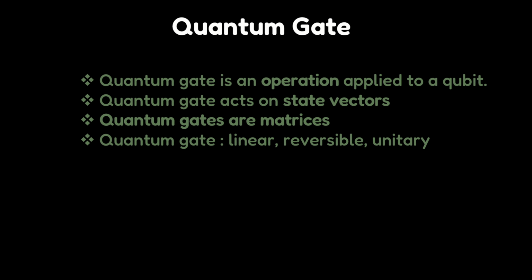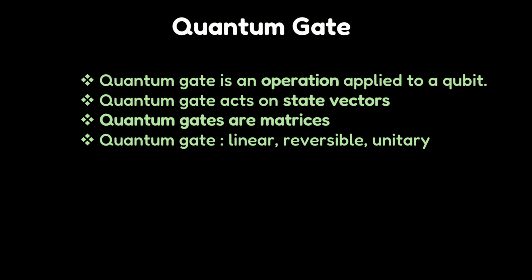A quantum gate is an operation applied to a qubit. Just like classical logic gates NOT and OR, quantum gates transform input states into output states. But there is a key difference. A classical gate acts on bits, but a quantum gate acts on state vectors. That means quantum gates are mathematical transformations. Specifically, quantum gates are matrices, and they act on qubits using matrix multiplication. Every quantum gate is linear, reversible, and unitary.